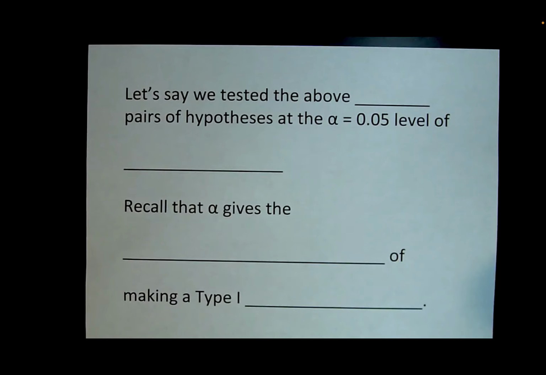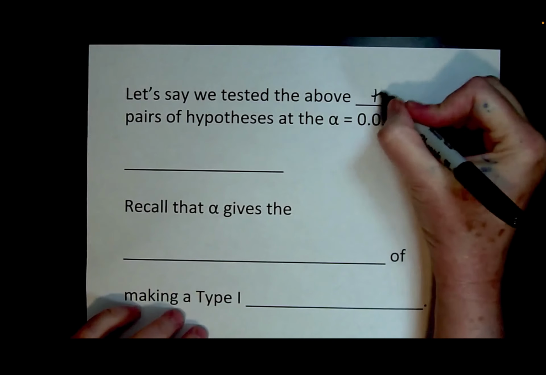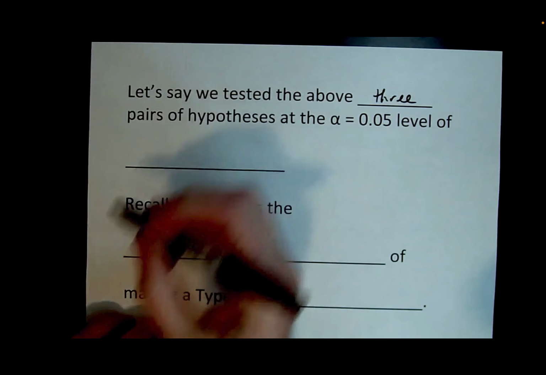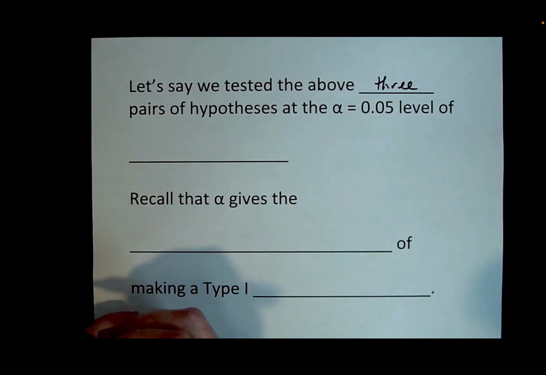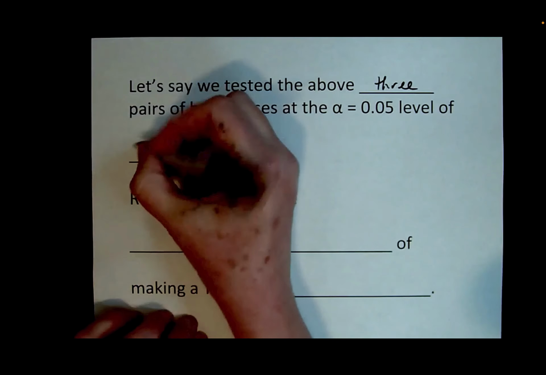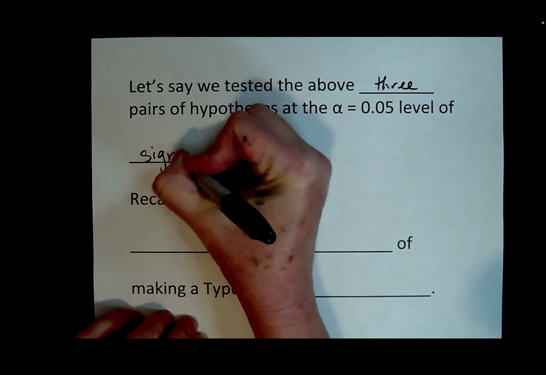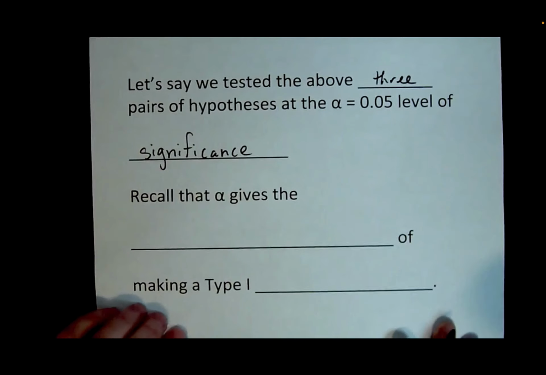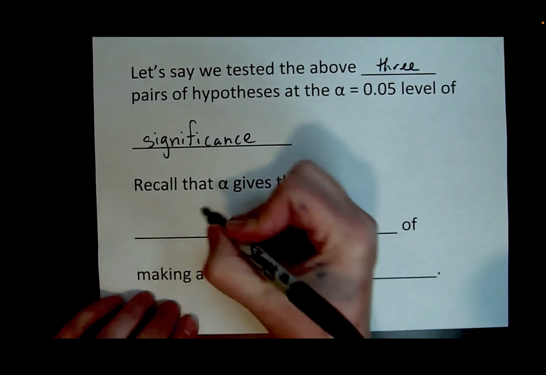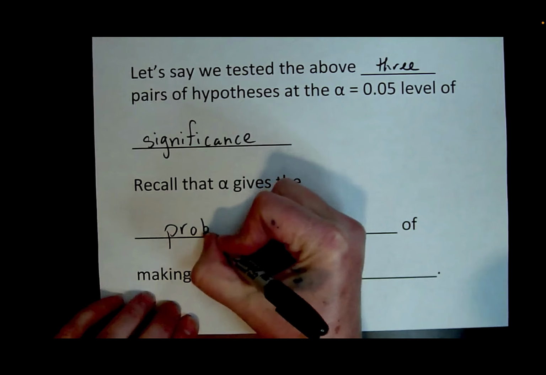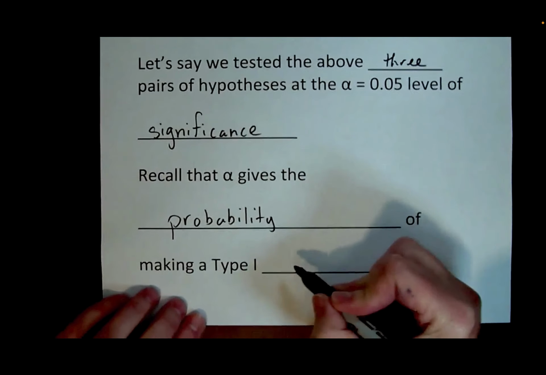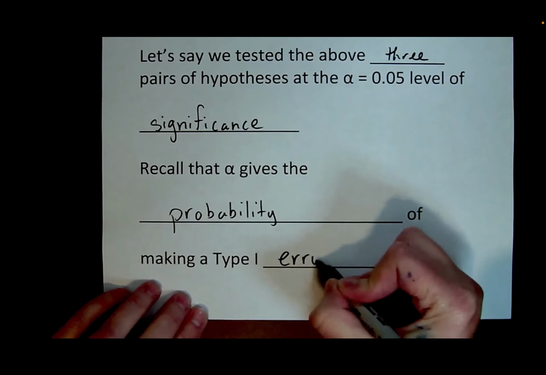So let's say we tested the above 3 pairs of hypotheses at the alpha equals 0.05 level of, what's that word? Little vocabulary check here. Yeah, we call that level of significance. Now, let's recall that alpha gives the probability of making a type 1 error.